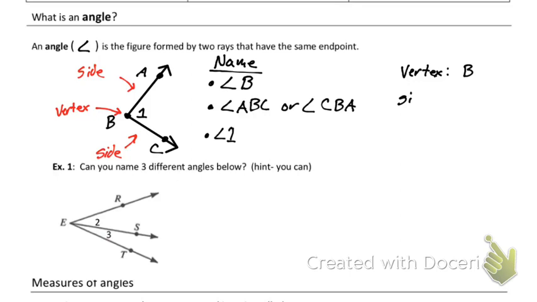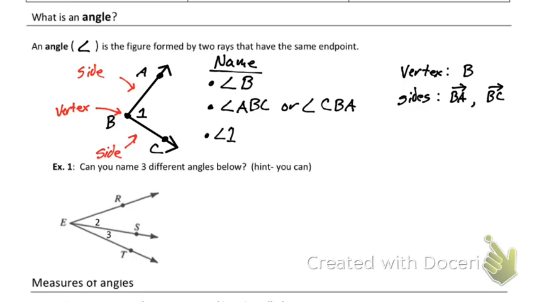If I asked for the sides of this angle, you would write ray BA and ray BC. It is always a ray. Even if in the drawing it doesn't appear to be a ray, like let's say I don't have these on there, we're still going to name them as rays. I'll put them back. Yes?